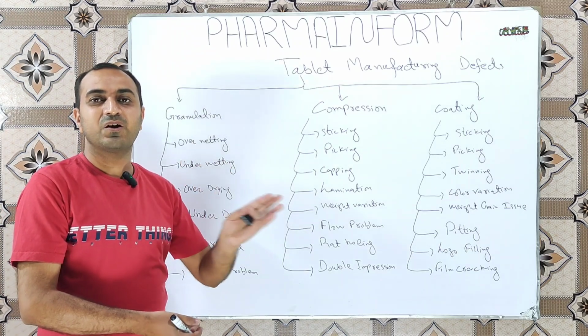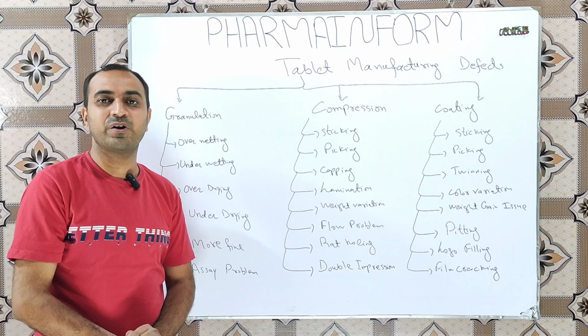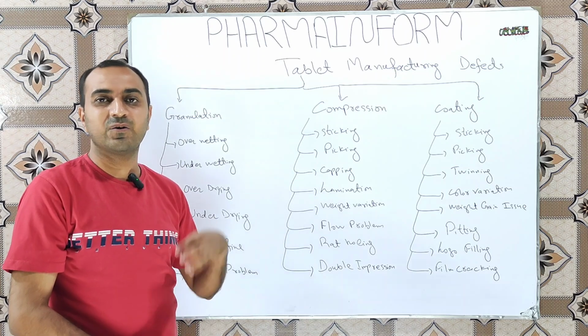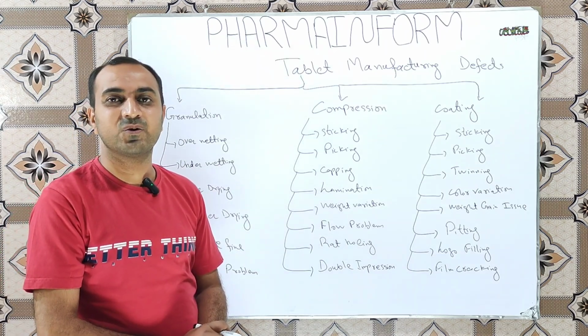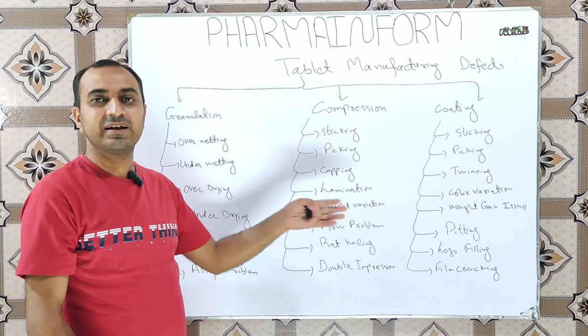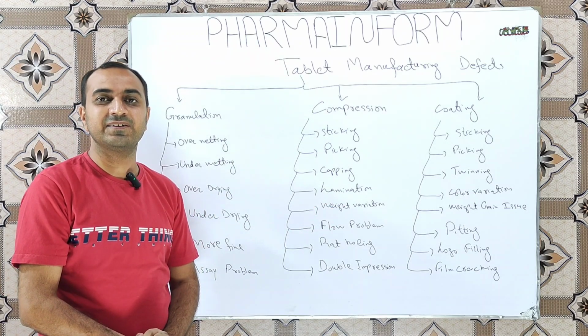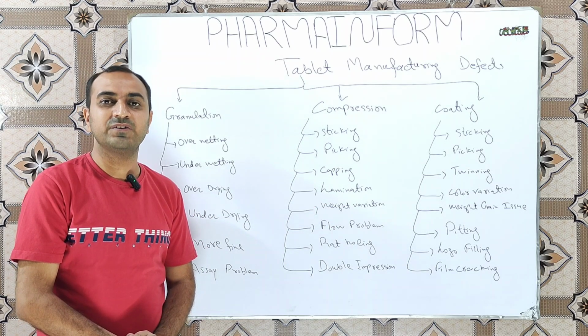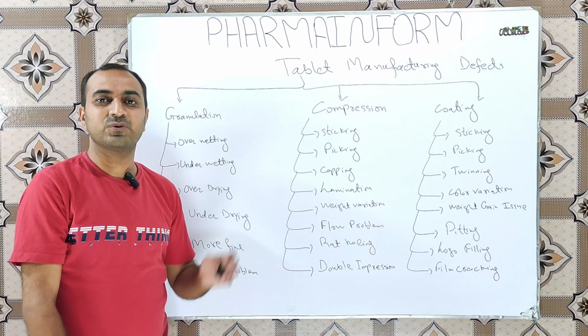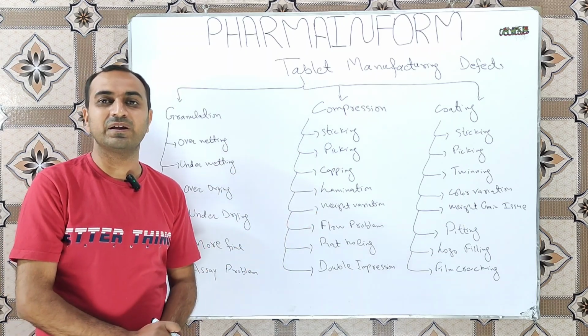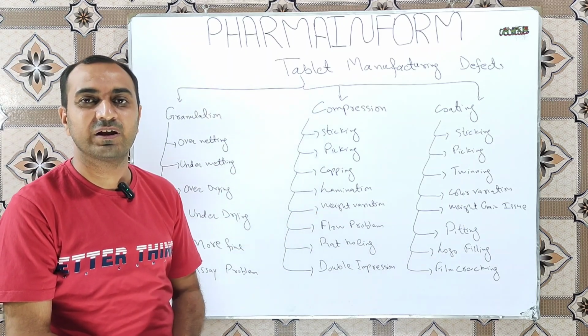Next one is the overdrying. As the name indicates, overdrying mean our granules are overdried. Why overdrying occur? Overdrying occur if inlet air temperature or excessive heat is applied and LOD is reduced below the limit. So always use the optimum inlet air temperature for the drying of granules.